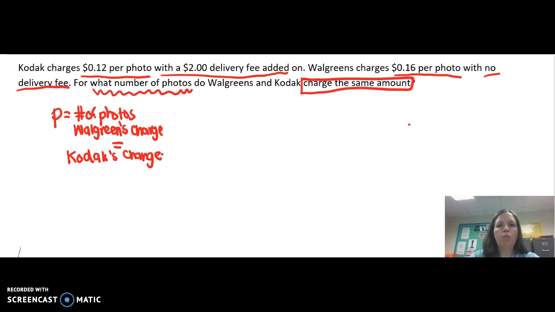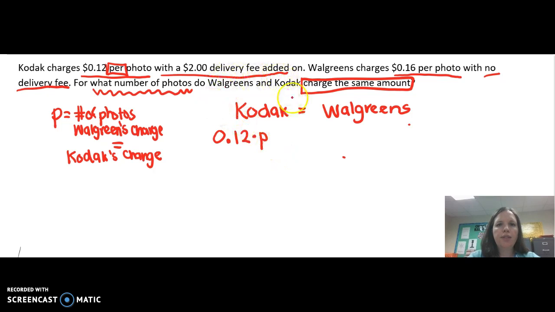So we're going to write our equation off of the variable P. So we want to know, when is Kodak equal to Walgreens? When do they charge the same amount? So that's going to be where our equal sign goes, between the two values, between Kodak and Walgreens being equal. So how do I write my equation for Kodak? Well, the word per here is indicating that I'm going to take 12 cents times my number of photos, and then I'm going to have a $2 delivery fee added on. It's telling me the operation is plus 2. What does Walgreens charge? There's per again, that's 16 cents, 0.16 times P, and no delivery fee, so I can go ahead and put that in as plus 0 or not put it at all.